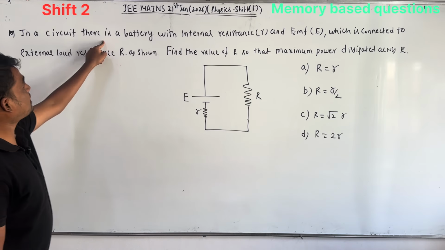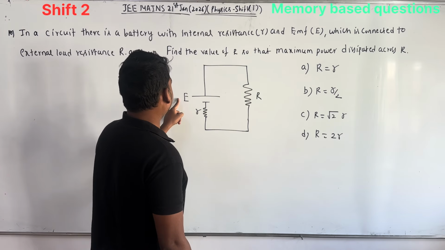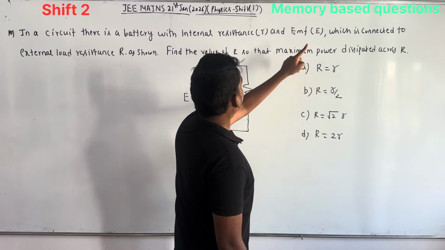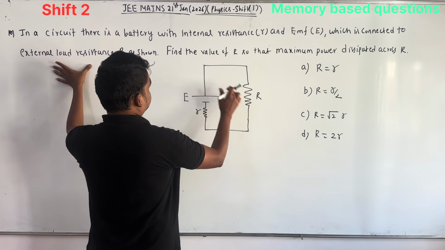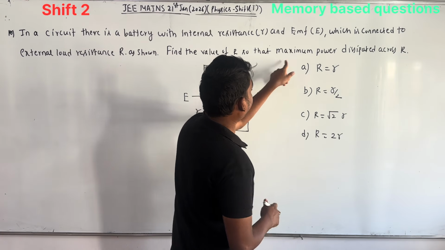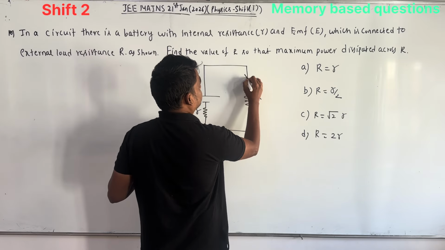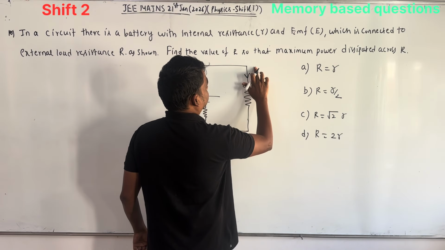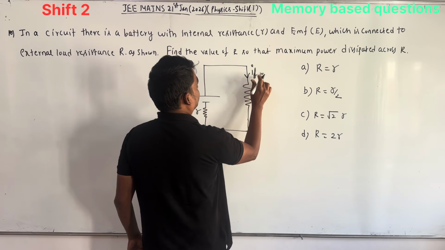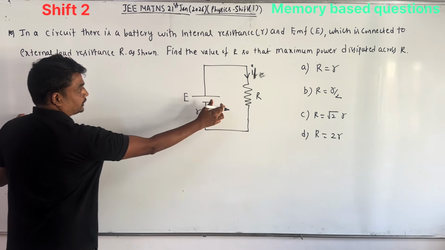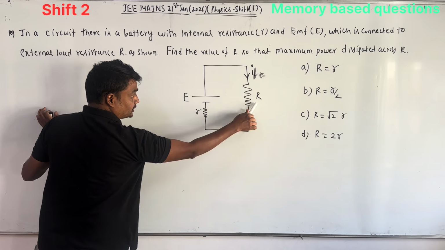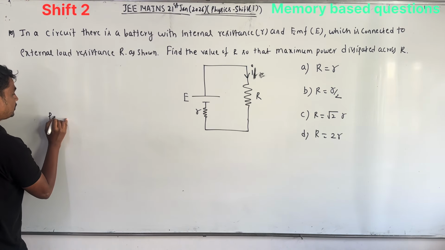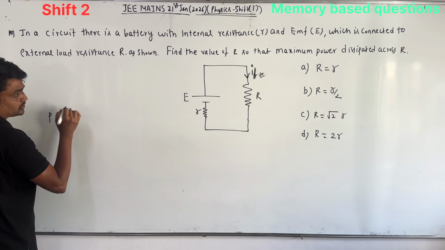In a circuit, there is a battery with EMF E and internal resistance r, which is connected to the external load resistance R. Find the value of R so that maximum power is dissipated across this resistor. So what's the power formula? If I amount of current is passing through this resistance, what's the power dissipated across that resistor? Power equal to I square R, we know that.